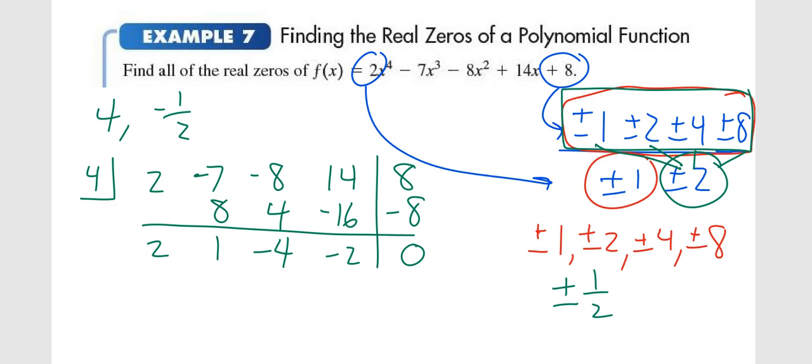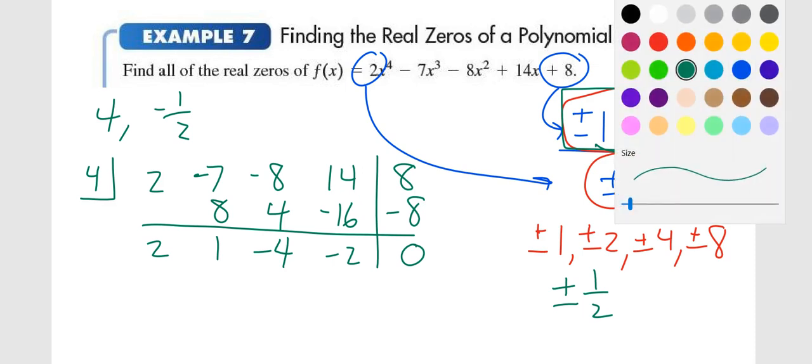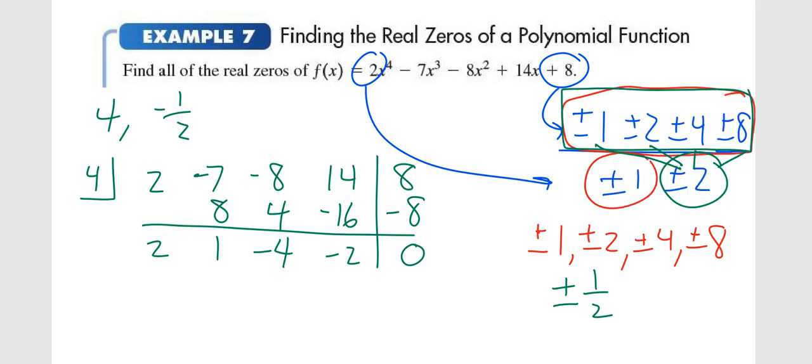Get a 0. I hope we did. Now, you know that negative 1/2 is also a 0. So keep going. Keep going. Don't stop believing. Hold on to this feeling.